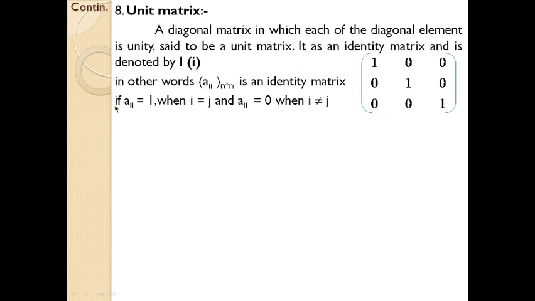This is another representation of a unit matrix or an identity matrix: a_ij equals 1 when i equals j, because here the number of rows and columns are equal. When i is not equal to j, a_ij equals 0. That is just a mathematical representation of a unit matrix. You just need to remember the concept and meaning of unit matrix. Next one, triangular matrix.